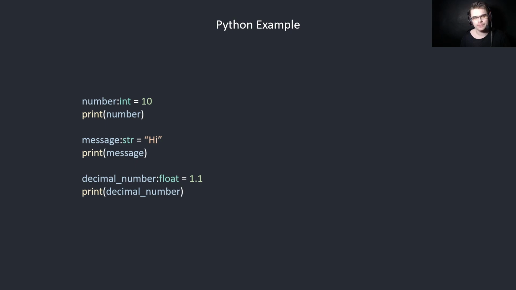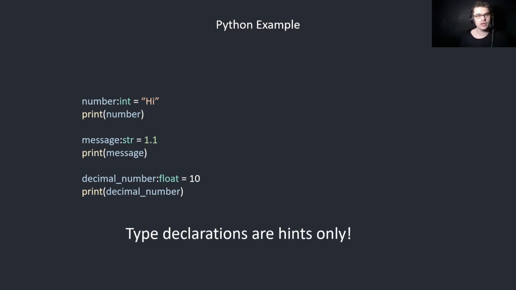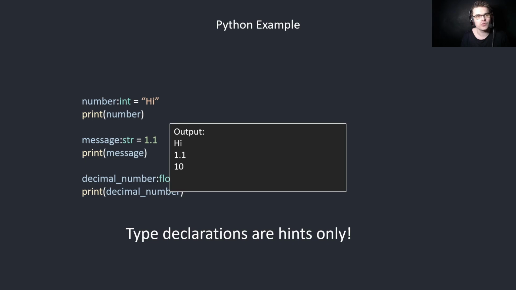The problem with this is it actually does nothing in Python. It's simply there just to give you a hint. It doesn't actually do anything. So you could do something like this: number: int = "hi", message: str = 1.1, decimal_number: float = 10. And this will compile and work. So type declarations are hint only. So this compiles and runs. It doesn't matter if you give it a hint that it's an integer. It will look at the actual data and then make it a string. So it doesn't really matter what you put there. It's simply just there as a hint for the programmer.